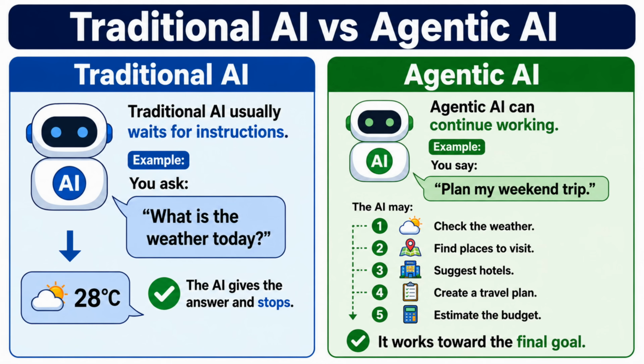What is the difference between traditional AI and agentic AI? First, we will see traditional AI. Traditional AI usually waits for instruction. For example, you ask, what is the weather today? The AI gives the answer and stops. Now we will see agentic AI. Agentic AI can continue working. For example, you say, plan my weekend trip. The agentic AI checks the weather, finds places to visit, suggests hotels, creates a travel plan, and estimates the budget. Agentic AI works towards the final goal.